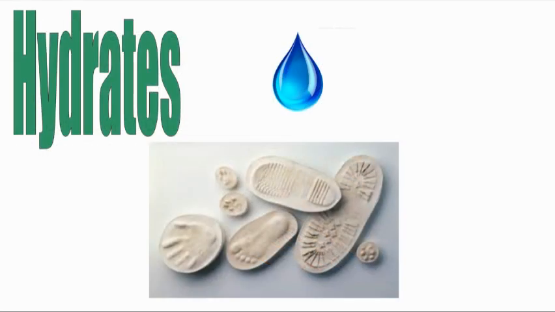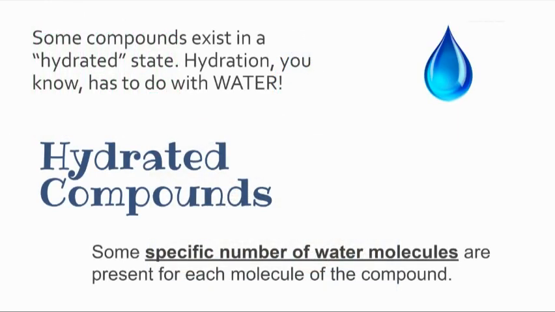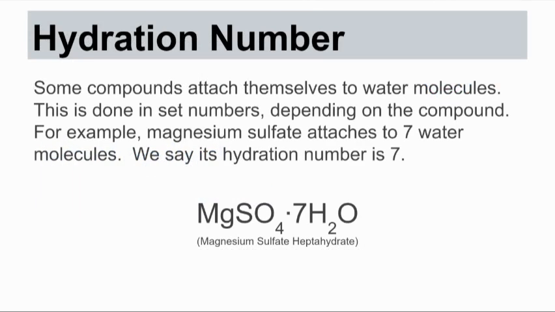So we're going to be looking at hydrates today. A hydrate is simply a compound that exists in a hydrated state, meaning there's a specific number of water molecules present for each molecule in the compound as part of the crystalline structure. The hydration number is simply the number of water molecules attached to the compound as part of the crystal structure of the hydrate. So we can see magnesium sulfate heptahydrate below. Hepta is the Greek prefix for 7. The hydration number of this would be 7 because it has 7 water molecules attached to a magnesium sulfate as part of its crystal structure.